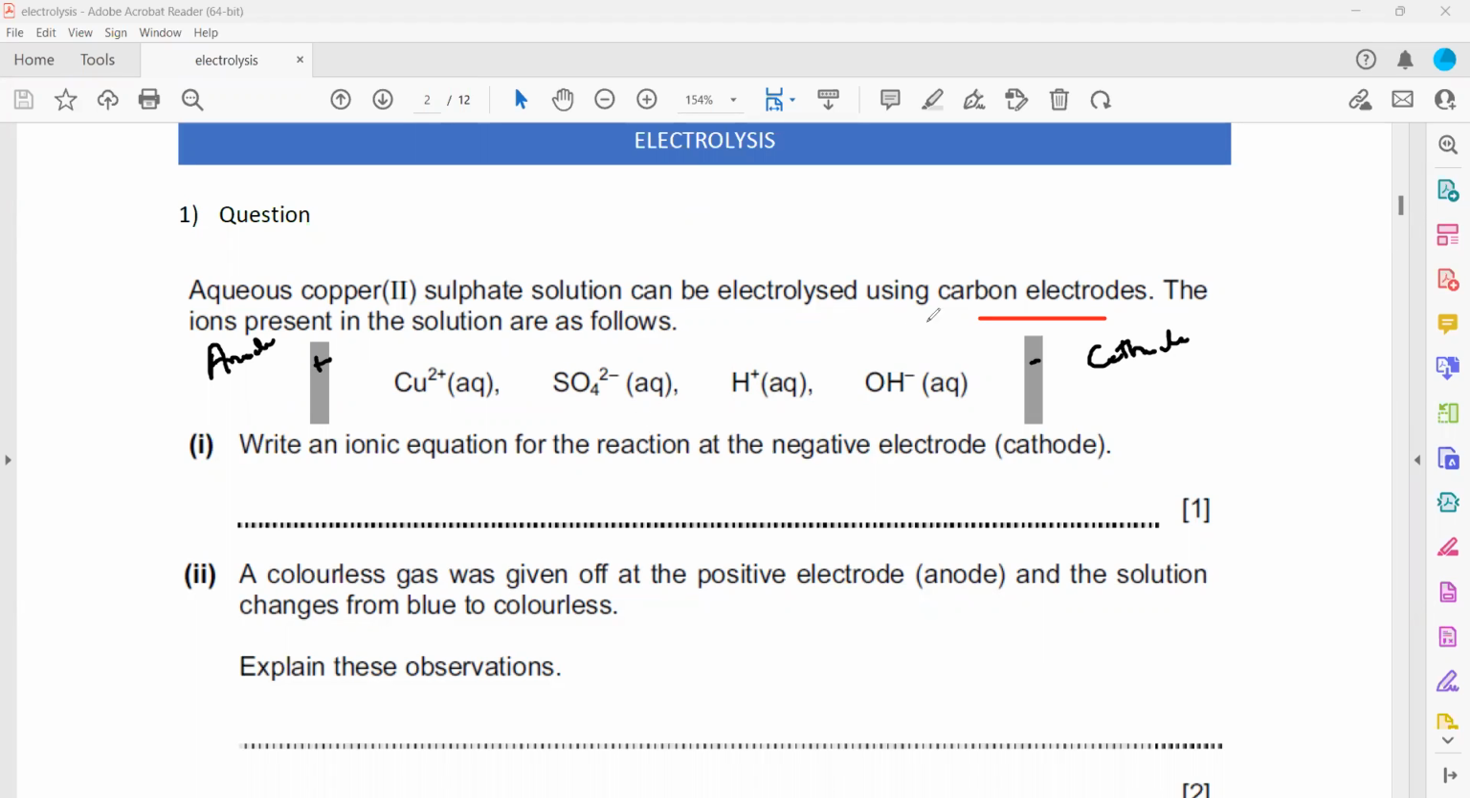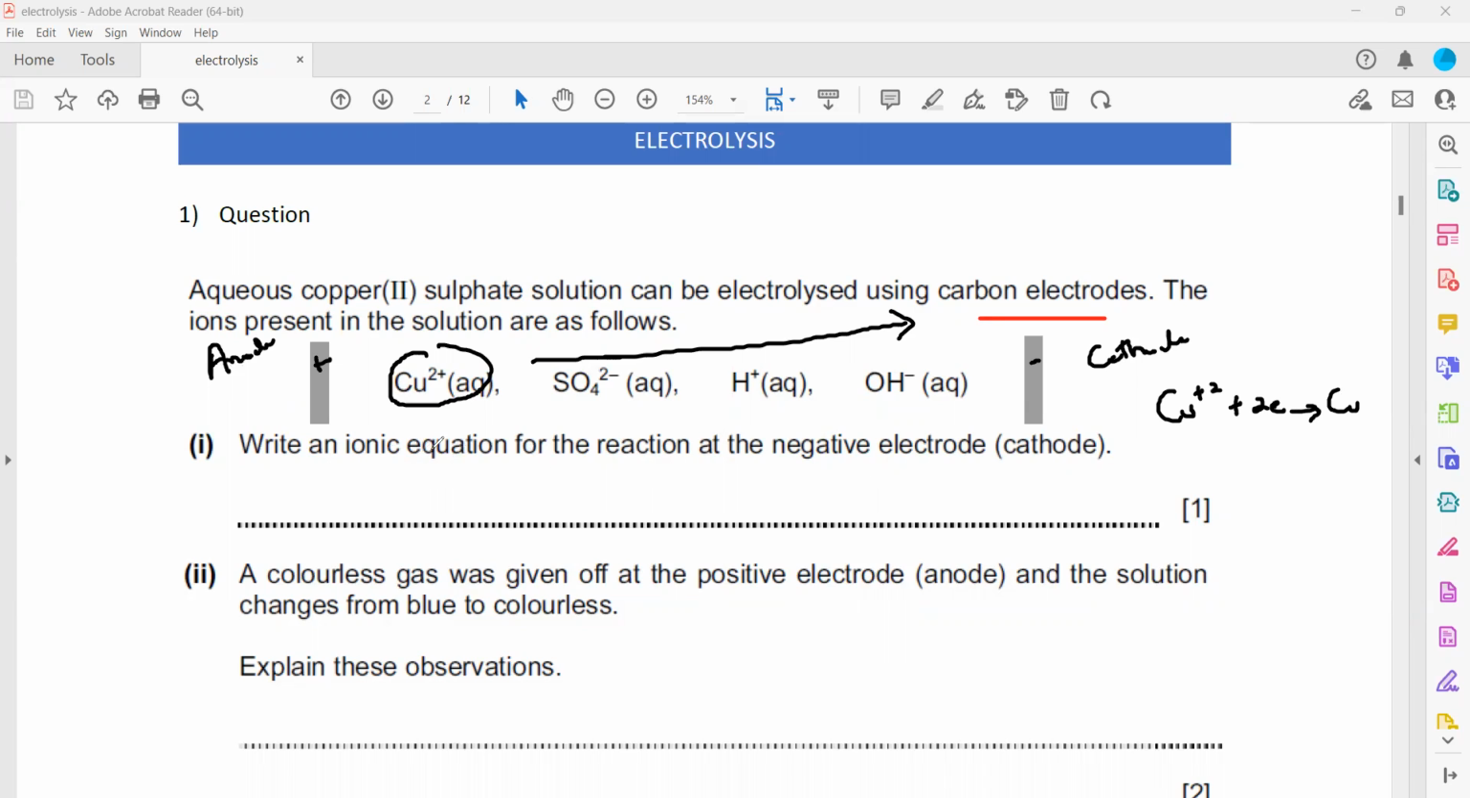So positive ions are attracted towards the cathode. Which positive ion will move? Always the less reactive positive ion will move. When we check the reactivity, copper is less reactive, so in this case the copper will move. When this copper ion moves towards the cathode, what will be the equation at the negative electrode? The copper ions will take 2 electrons and turn into copper atoms.